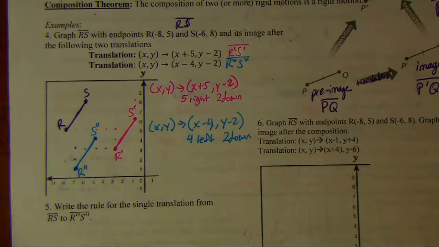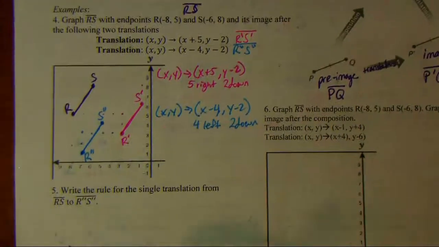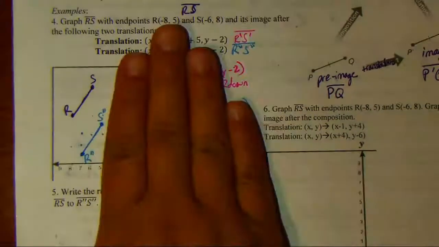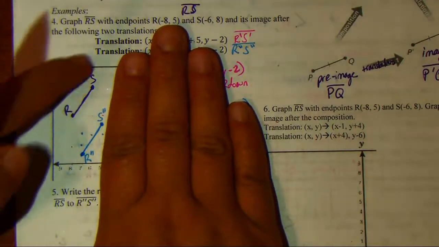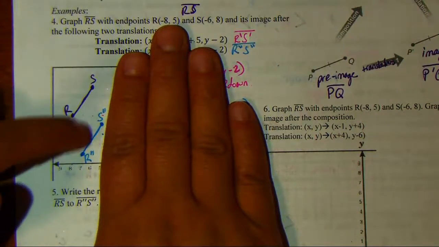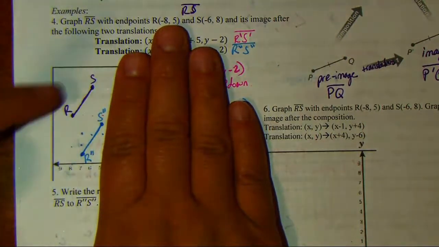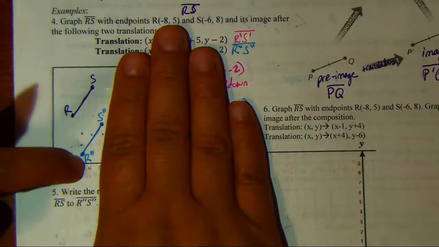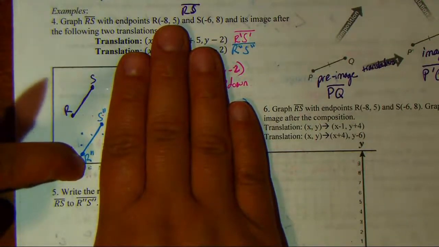So we could technically, right, like as I was saying earlier, you could go straight to the movies from your house instead of stopping by the 2 stores. So I could cut out the middleman here and just look at our segment RS to segment R double prime, S double prime. So what would be the rule if I were to go from segment RS to my finish line of R double prime, S double prime?